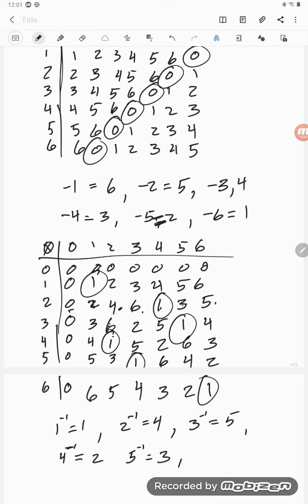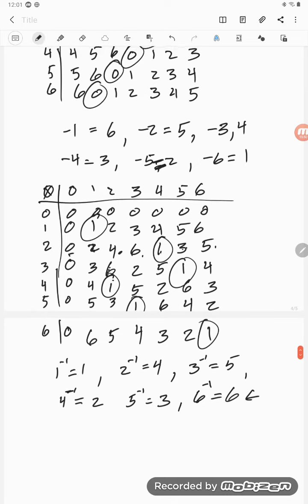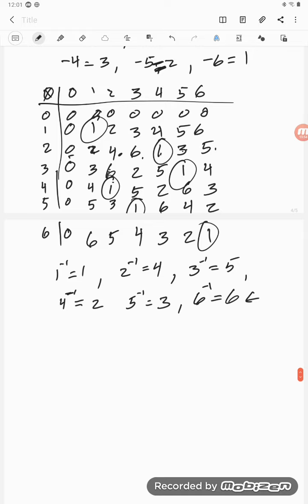And notice here's a strange thing. 6 inverse is equal to 6. So not only is 1 its own multiplicative inverse, but so is 6. So there's kind of a weird thing. Okay, so that's something new that we aren't used to seeing. Okay, so that's our table of sevens.